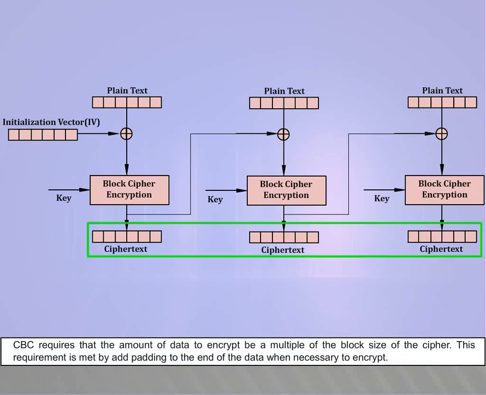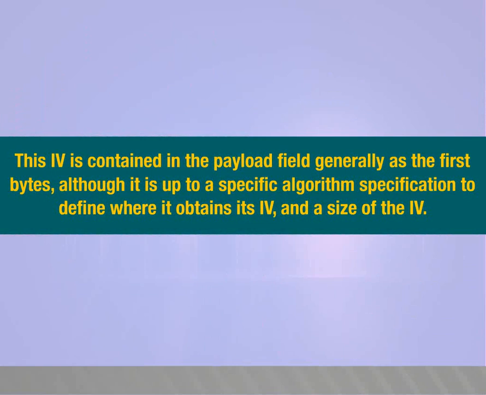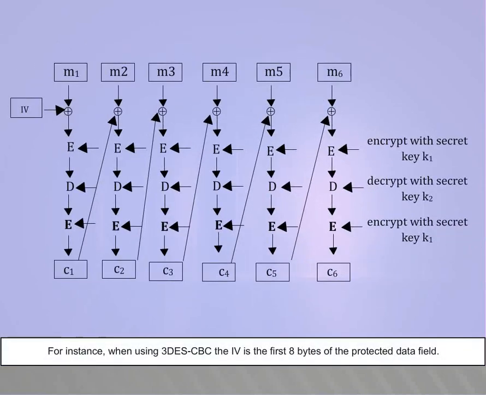CBC requires that the amount of data to encrypt be a multiple of the block size of the cipher. This requirement is met by adding padding to the end of the data when necessary to encrypt. Ciphers in CBC mode also require an initialization vector (IV) to jumpstart the encryption process. This IV is contained in the payload field generally as the first bytes, although it is up to a specific algorithm specification to define where it obtains its IV and the size of the IV. For instance, when using triple DES CBC, the IV is the first 8 bytes of the protected data field.